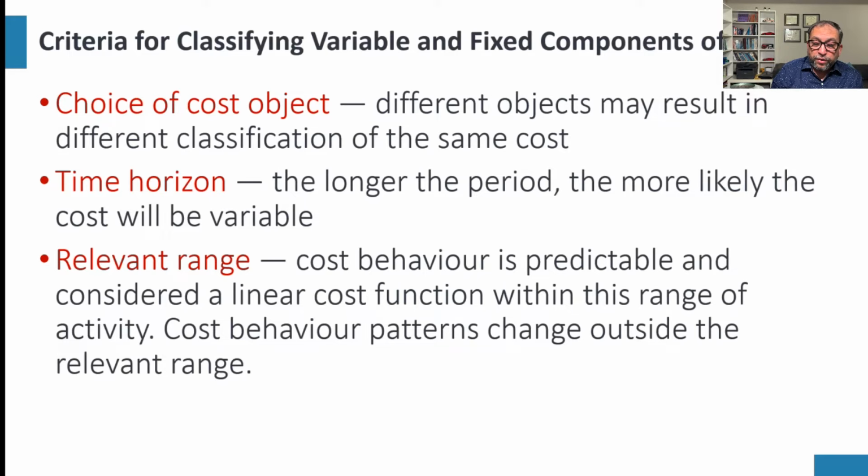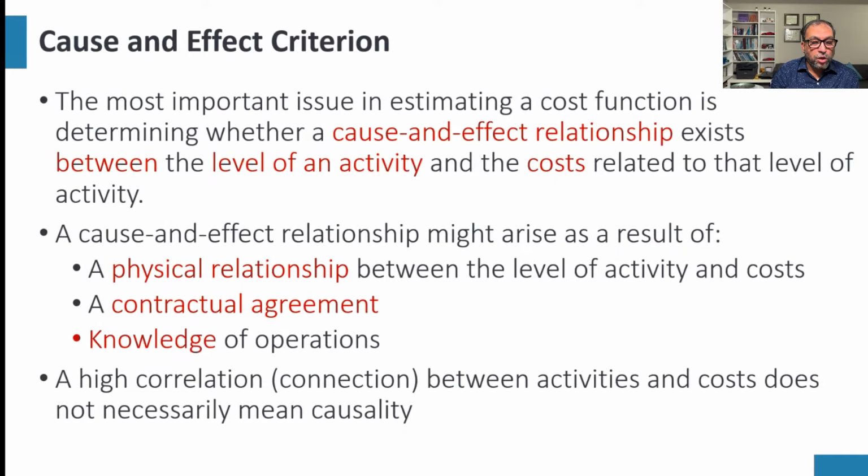And then there is a relevant range over which the cost is fixed. So cost behavior is predictable and we can consider a linear cost function within the range of activity. If you have a certain capacity in which certain costs are fixed, but if you change the capacity over a longer time, your fixed cost is going to change as well. So the relevant range is important to understand. Up till a certain level, the cost is fixed, but after that, the fixed cost is going to increase or decrease if we change the capacity.